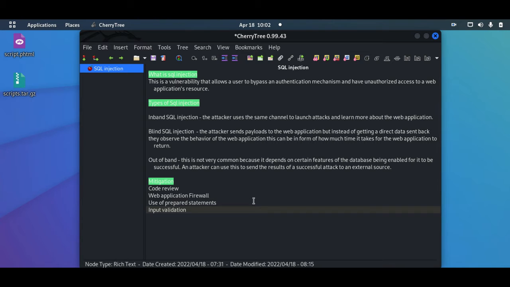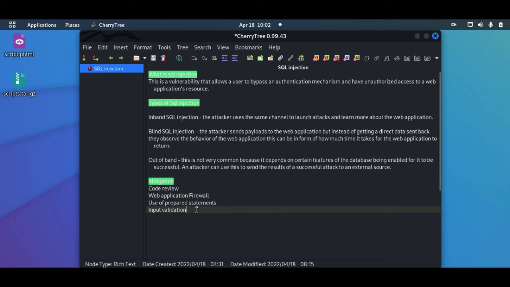The other one is the use of prepared statements, and this one is, instead of using the classic SQL statement, in this case we are using prepared statements. So with prepared statements, the input that is received from the web application is interpreted before being passed to the backend of the web application.